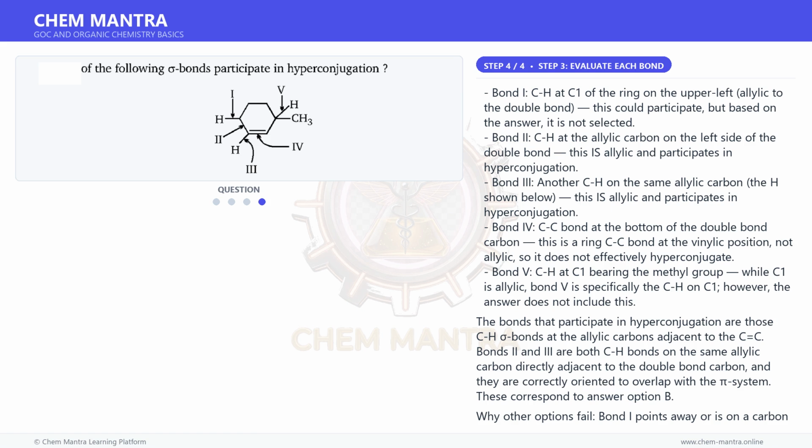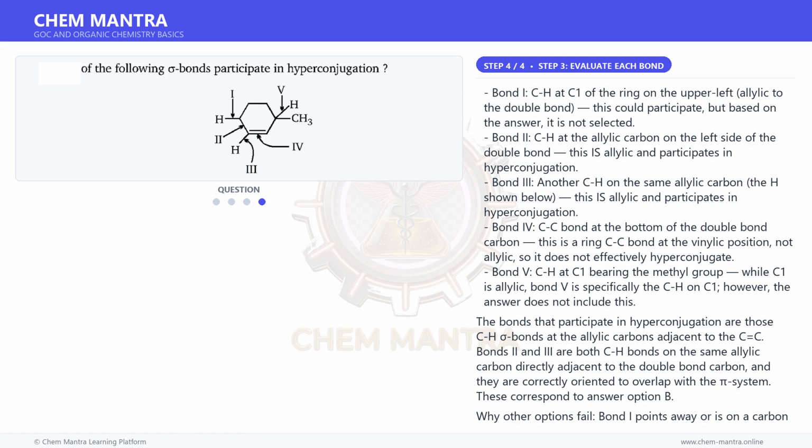Bond 2, C-H at the allylic carbon on the left side of the double bond. This is allylic and participates in hyperconjugation. Bond 3, another C-H on the same allylic carbon, the H shown below. This is allylic and participates in hyperconjugation. Bond 4, C-C bond at the bottom of the double bond carbon. This is a ring C-C bond at the vinylic position, not allylic, so it does not effectively hyperconjugate.